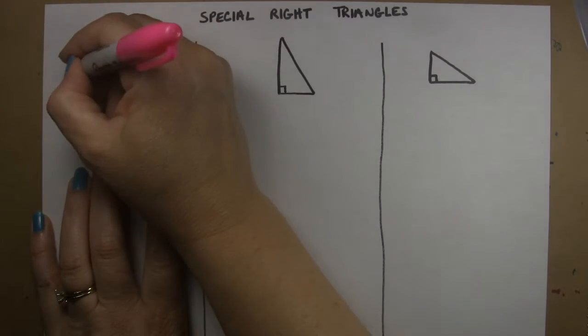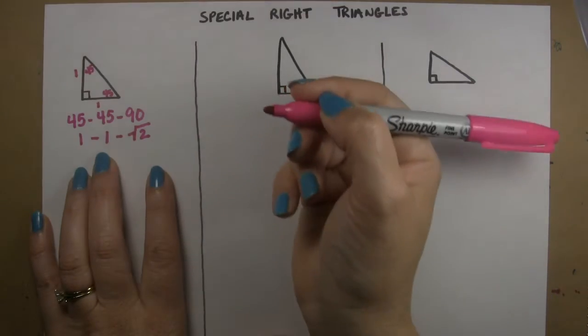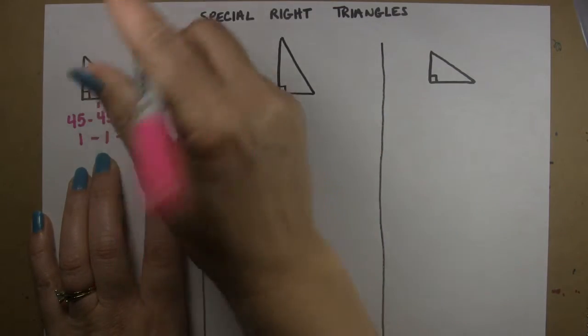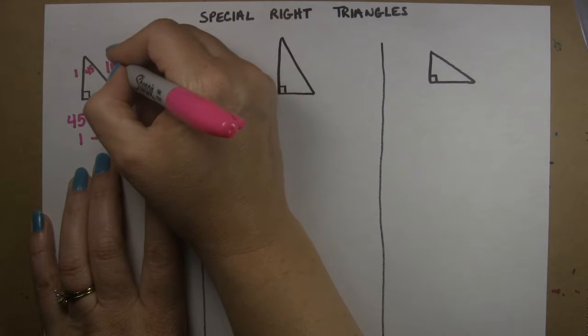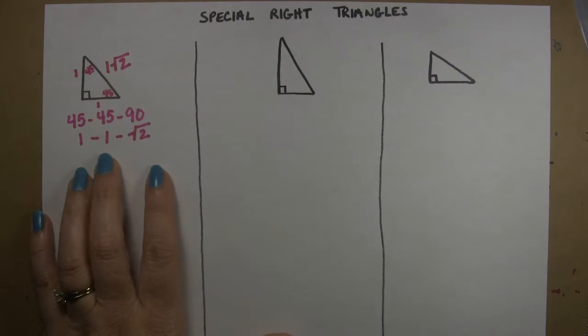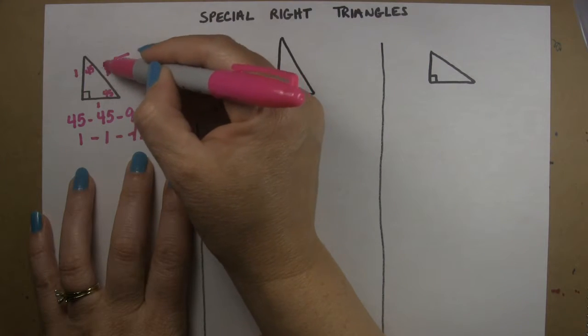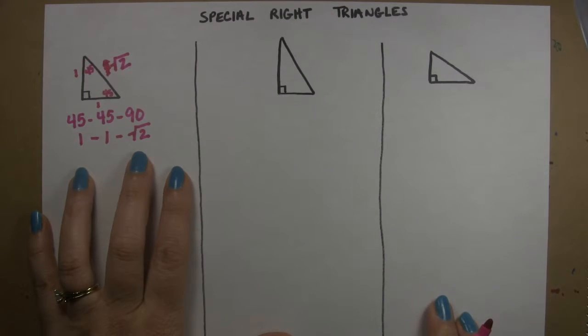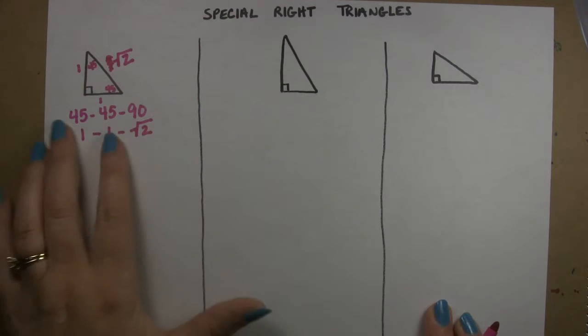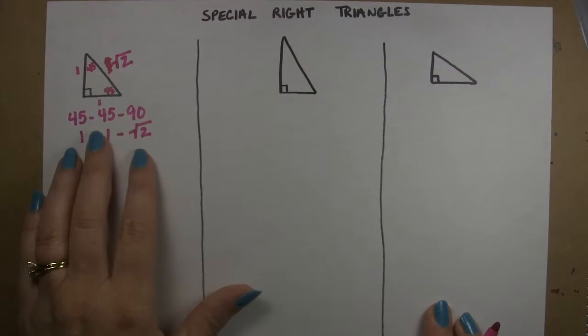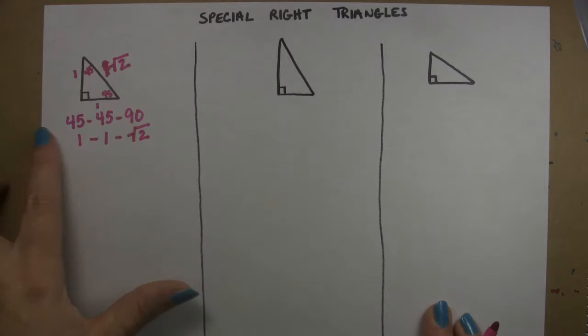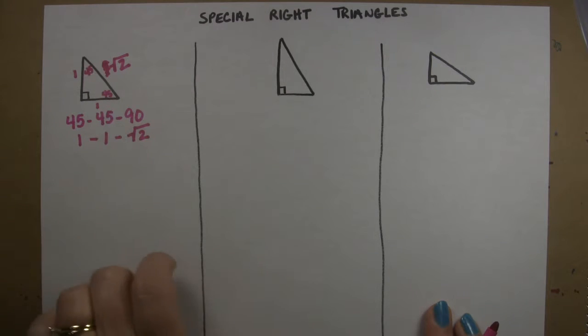And the reason is that these two sides are the same length, and this one is a 1 to the radical 2, or sometimes just called radical 2. So the two names of this triangle kind of give you a reminder of what the angle measurements are and what the side lengths are.